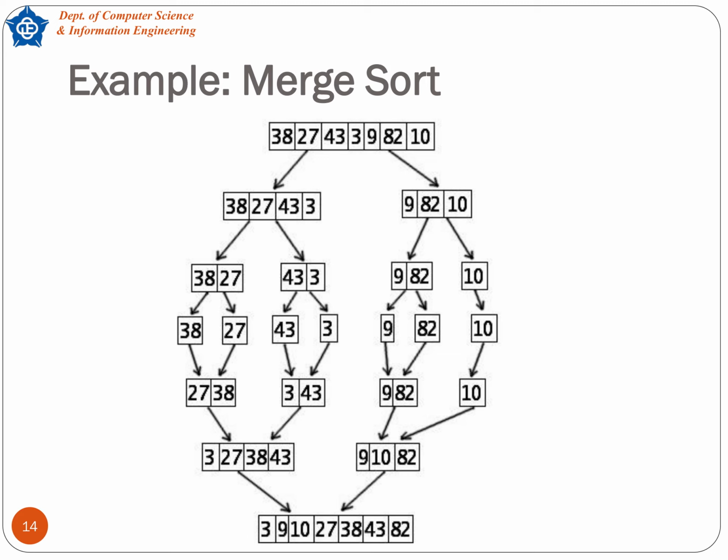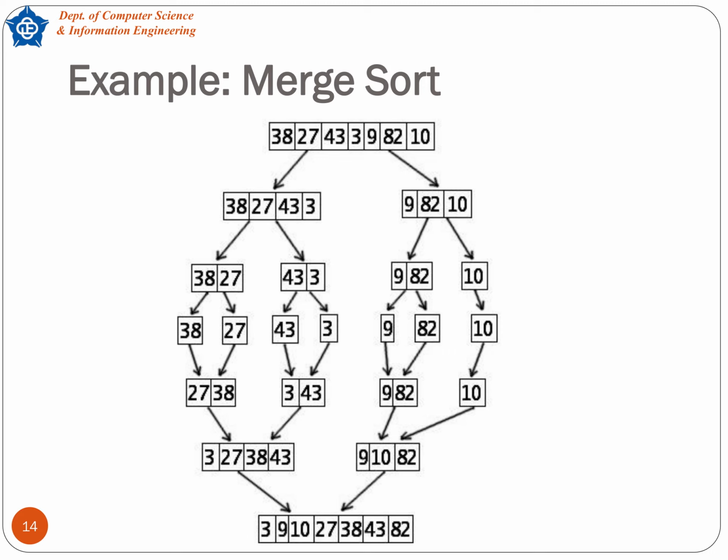Meanwhile, on the right, we divide 9, 82, 10 into 9, 82, and 10, then split 9, 82 into 9 and 82, with 10 already standing alone. Next comes the merging phase. Starting with our smallest sublists, we compare and merge 38 and 27 into 27, 38.